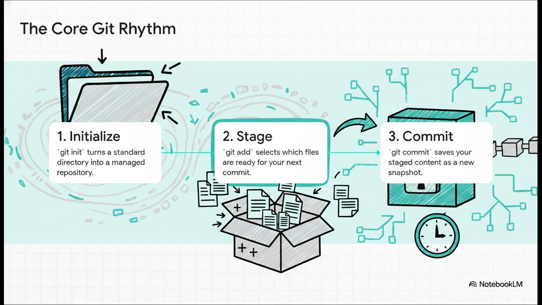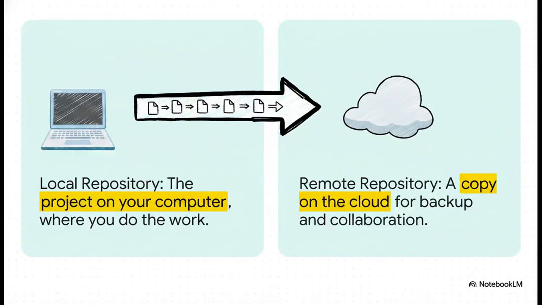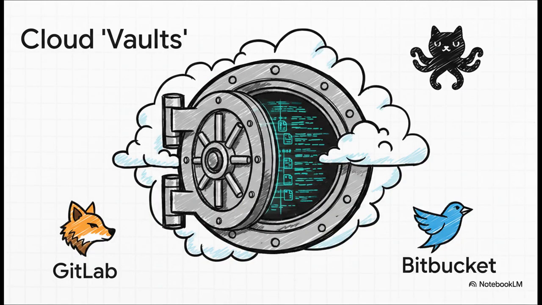Getting started with Git is just a simple 3-step rhythm. Initialize, add, and commit. You work on your project locally, right on your machine. Then you push it to the cloud for backup. And you'll use platforms like GitHub or GitLab for that. Think of them as secure vaults for your project.